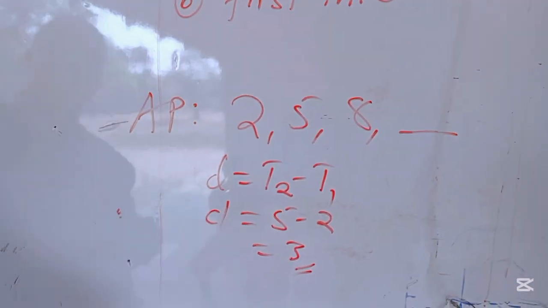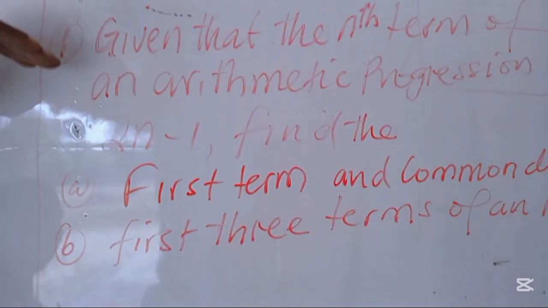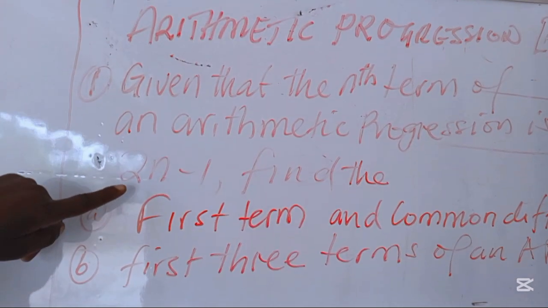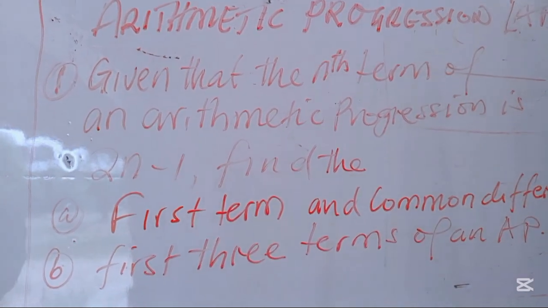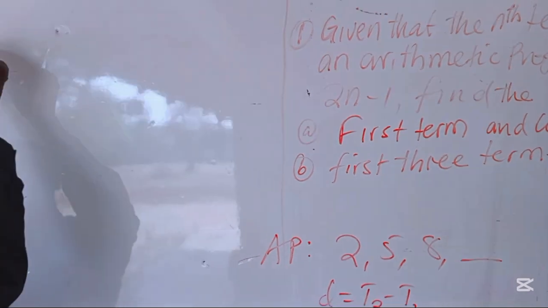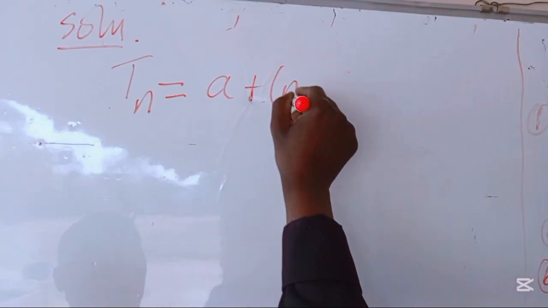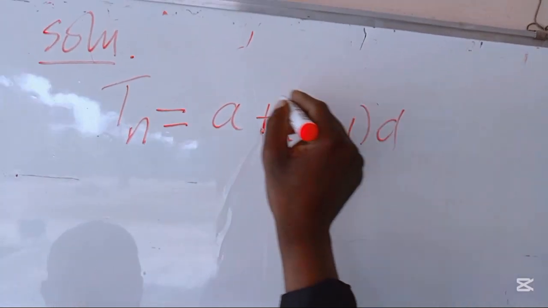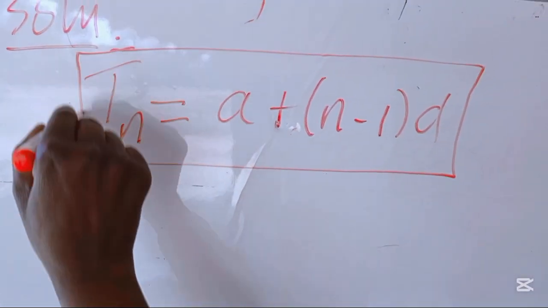These questions might not always appear, but sometimes they will give you a condition. So I want you to listen very carefully. When you are given a condition, for example: given that the nth term of an arithmetic progression is 2n minus 1, find the first term and the common difference. Remember, there is a formula in the textbooks and in our concepts for finding the nth term of an AP.